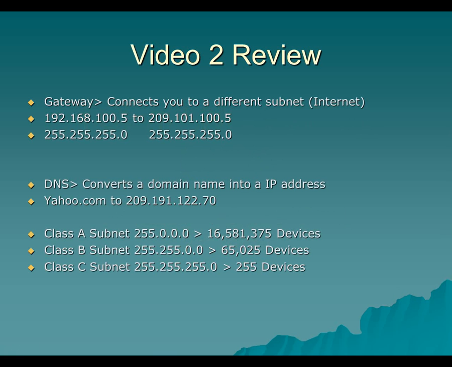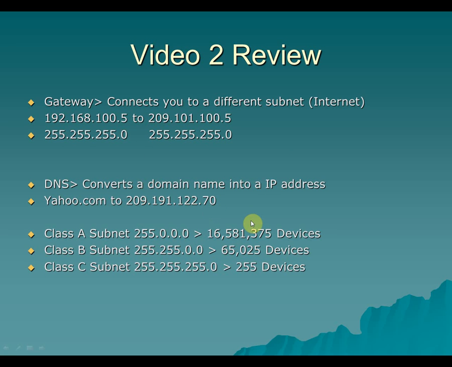If you remember, the gateway actually connects you to a different subnet or the internet. I have an example here. We have a subnet of 255.255.255.0, with 192.168.100.5, and of course 209.101.100.5 with the same subnet. These two networks would not be able to directly communicate with each other, so you would need a gateway or a router to take you from this network to this network. You could not go directly to it. So that's the first thing we talked about, and then we talked about DNS.